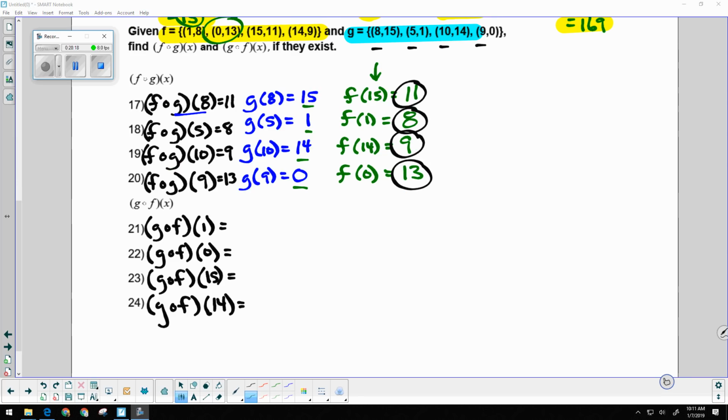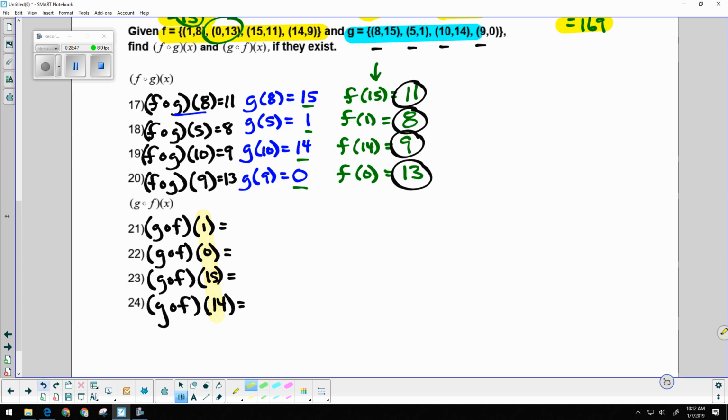Now, you'll notice that 21 through 24 have appeared on your screen. Where I got those is that now we've changed our composition to g of f of x. So these numbers right here are the x-coordinates in my function f of x, what you see up there in yellow: 1, 0, 15, and 14.